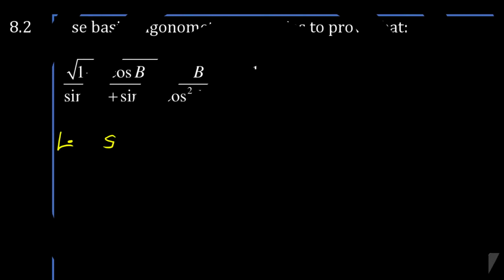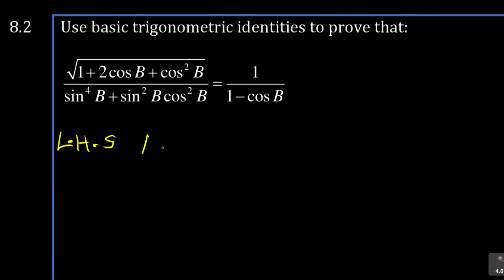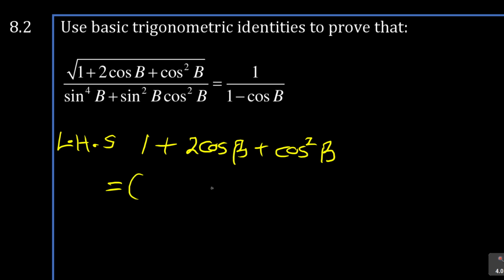Right? So I'm going to do one thing at a time there. Look at this. If I say 1 plus 2 cos b plus cos squared b, what can this thing simplify into? You can see, if you are used to the factorization, that if I expand this, I will say 1 plus cos b and 1 plus cos b.